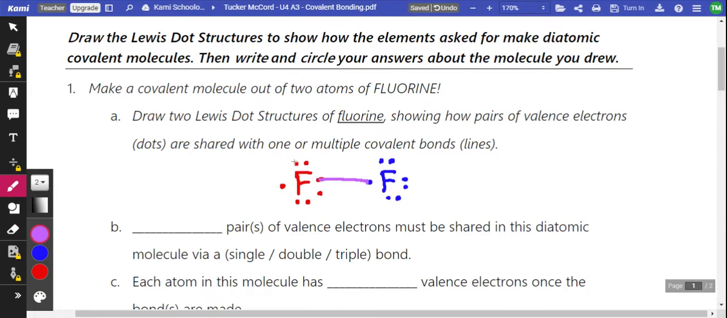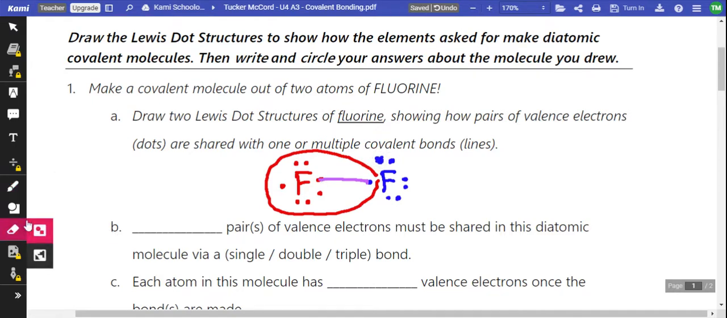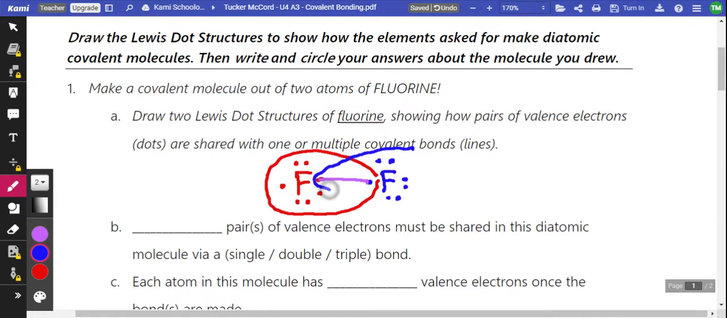So this fluorine has its original 1, 2, 3, 4, 5, 6, 7 valence electrons, plus it also gets ownership over this 1 valence electron from the other fluorine. So it ends up with a total of 8 valence electrons. This fluorine over here has its original 7, plus this 8th one that it also has ownership over. So in total, it's got its original 7 plus 1 more for a total of 8 valence electrons.